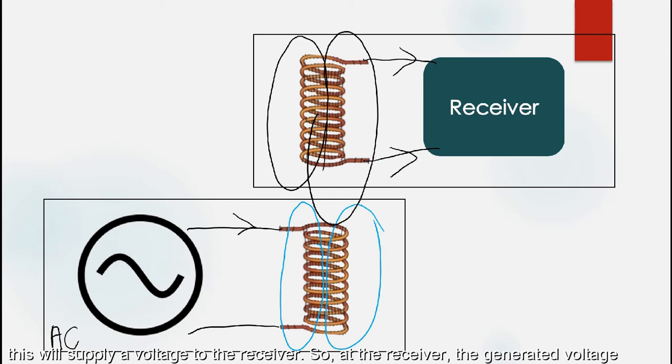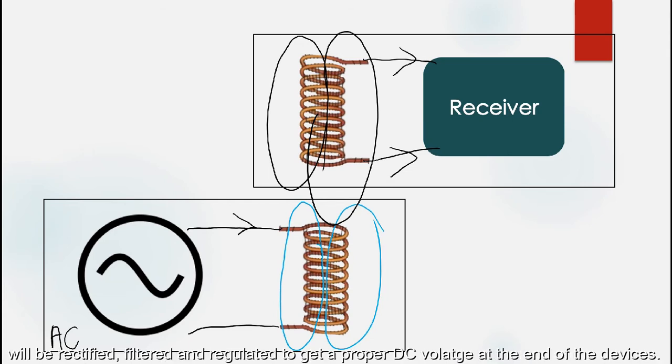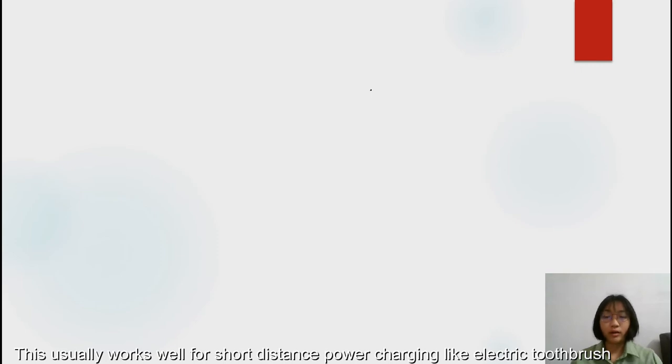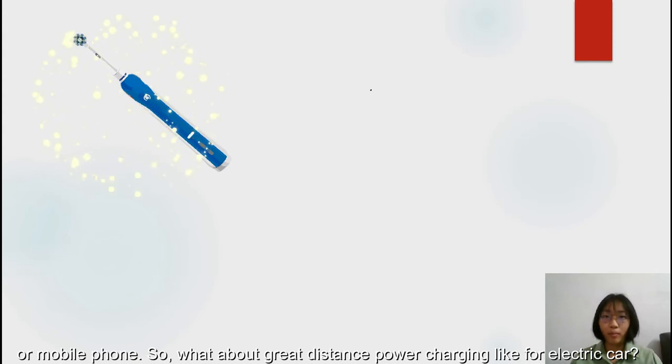At the receiver, the generated voltage will be rectified, filtered, and regulated to get a proper DC voltage at the end of the devices. This usually works well for short-distance power charging like an electric toothbrush or mobile phones.